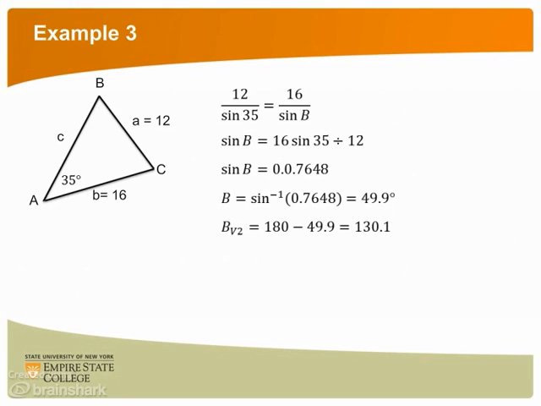At least the first quadrant version of angle B is 49.9 degrees. We subtract that amount from 180 to find the second quadrant version. Angle B version 2 equals 130.1 degrees. To check if this leads to a second possible triangle, we add the original angle measure we were given. 130.1 plus 35 is only 165.1. Because that sum is less than 180, we can create two possible triangles with our original information.